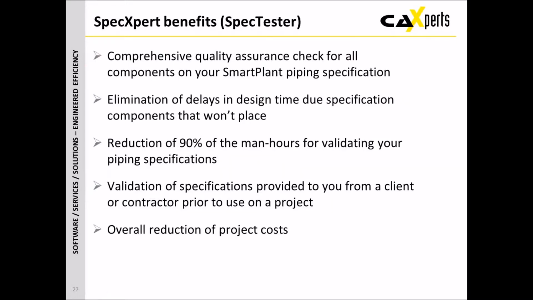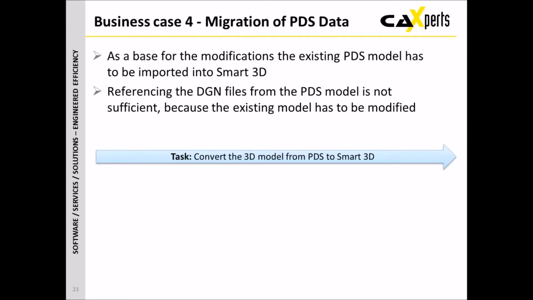So what you get from this is a comprehensive quality assurance check for all components on your Smart Plant piping spec. You don't have delays caused through people trying to place components and then not being able to. If you were to do this kind of checking manually, this would save around about 90% of that time. You get a validation of the specs provided to you from a client or contractor prior to using them, and of course what we're really all about here is overall reduction of project costs as well as time savings. Okay, so that really covers the spec data quality side of it.